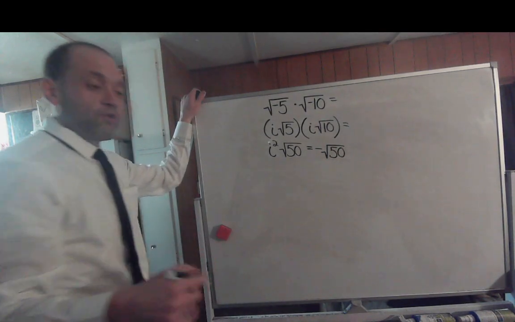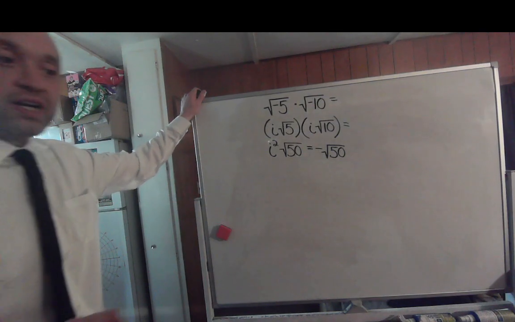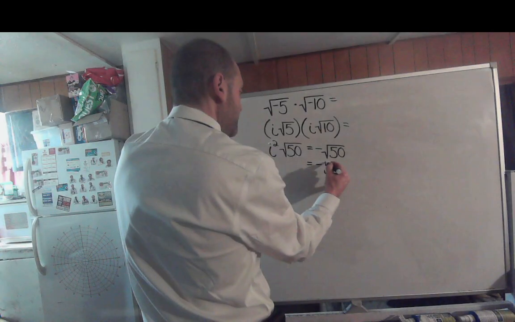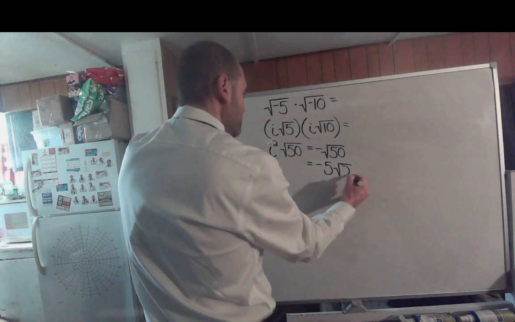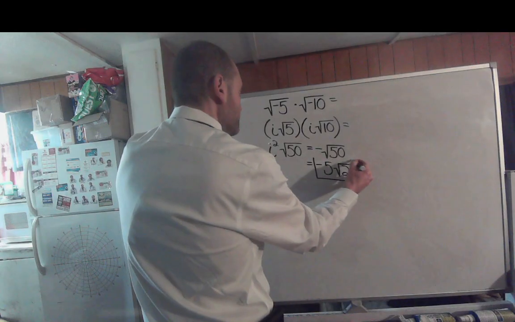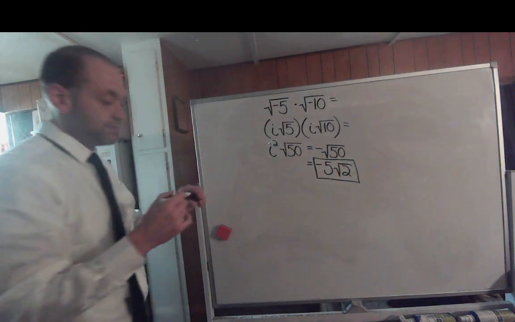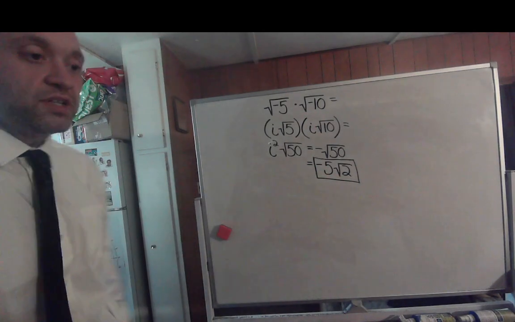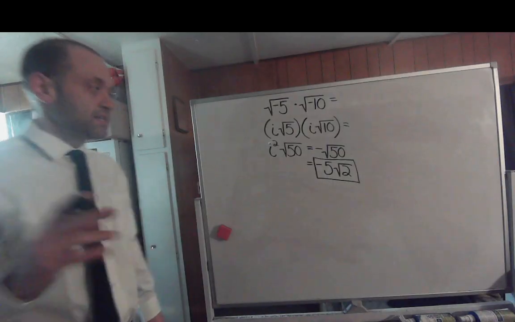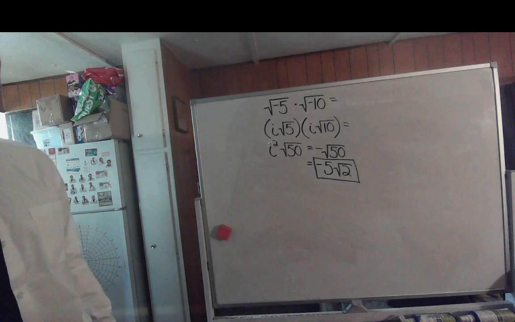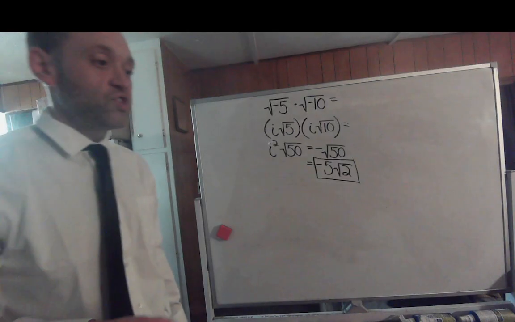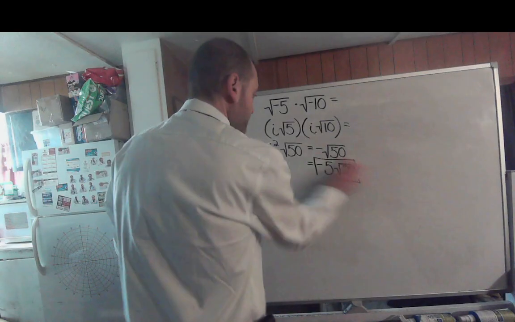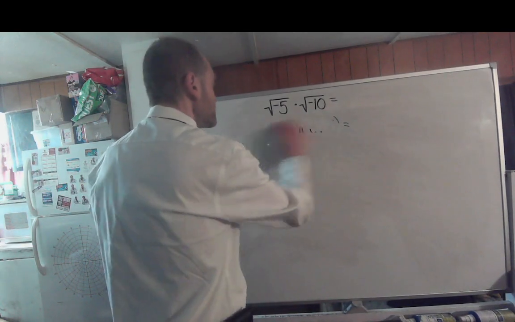Well, what's the square root of 50? That's the square root of 25 times 2. This would just end up becoming negative 5 times the square root of 2. So the square root of negative 5 times the square root of negative 10 becomes negative 5 times the square root of 2. So now you're beginning to see how imaginary numbers can have ramifications in the set of real numbers. That's why together they're called the complex numbers.